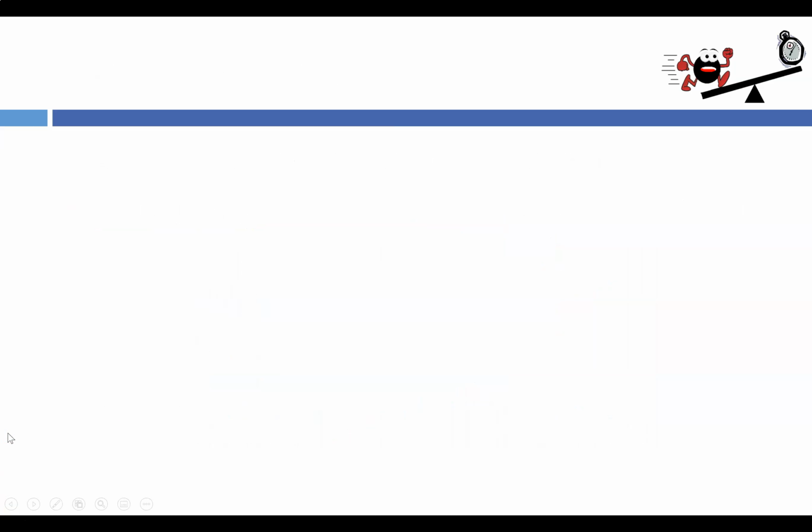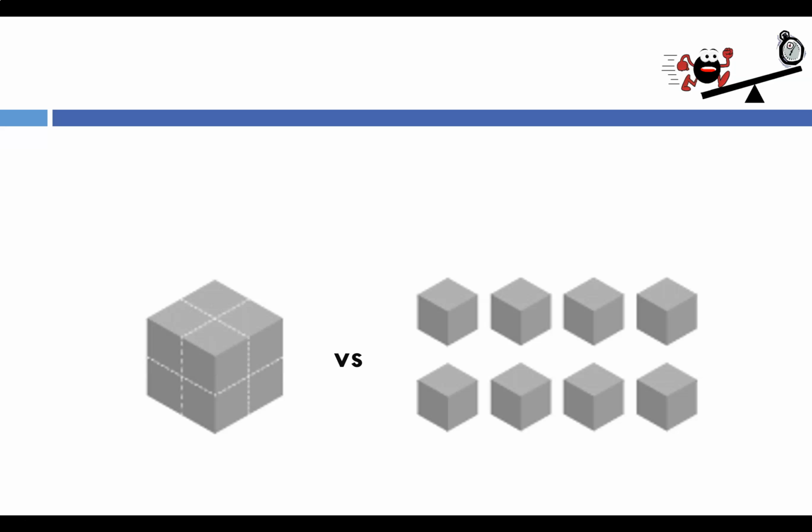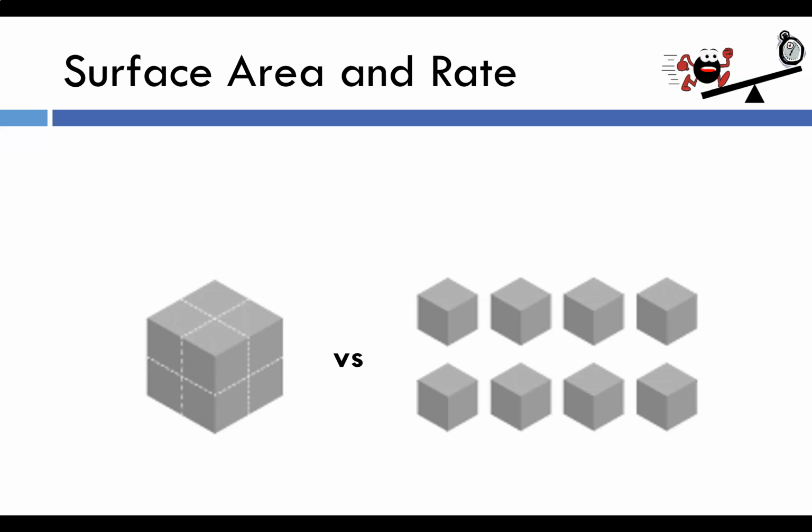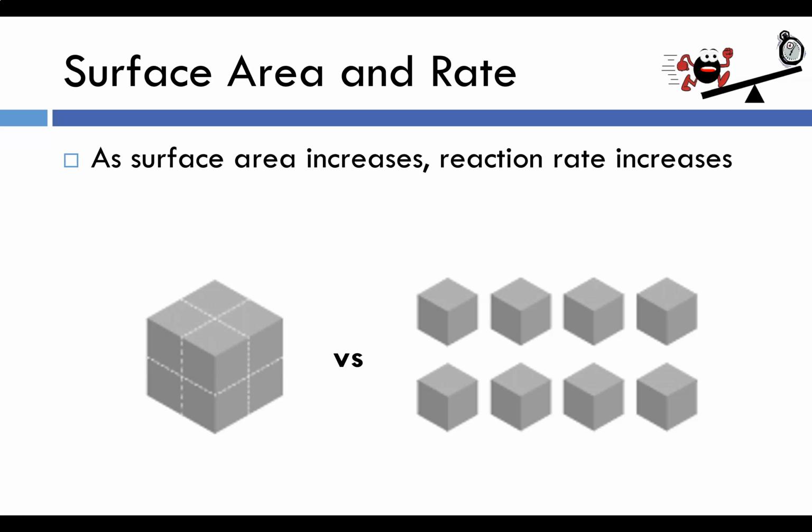All right, number 3. What am I trying to show you here? This is surface area and reaction rate. You might have some experience with this, like a sugar cube versus granulated sugar dissolving into something like coffee or tea. As you increase the surface area, reaction rate tends to increase. So this cube has low surface area. When it's broken apart into smaller pieces, it has high surface area.